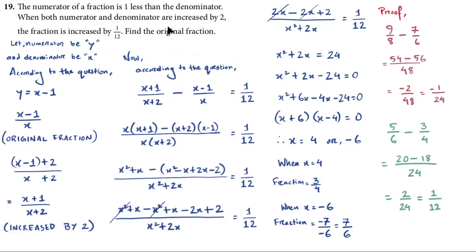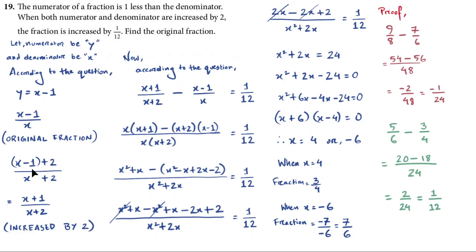It also says that if both the numerator and denominator are increased by 2, the fraction is increased by 1 by 12. So you need to understand this bit carefully. It doesn't say that it equals 1 by 12. It says that by adding 2 to both the numerator and denominator, the fraction is increased by 1 by 12.